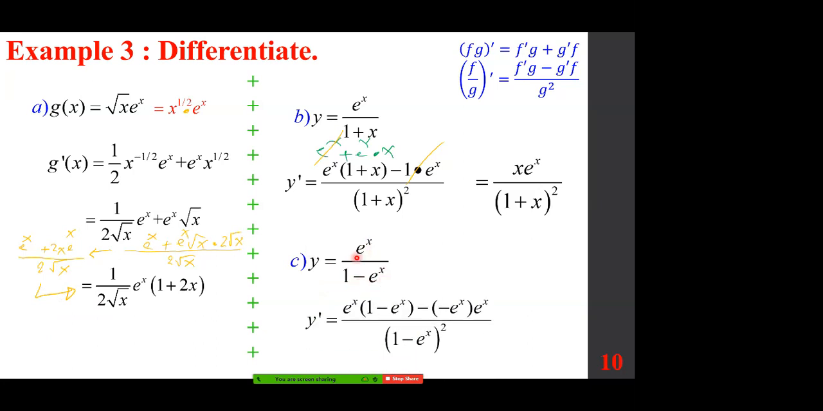So when you apply e to the power of x to this, let's write it at the top of it quickly. So this becomes e to the power of x, minus e to the power of x times e to the power of x is e to the power of 2x, and this is plus e to the power of 2x, and so you're left with the first piece only, and that's your final answer.